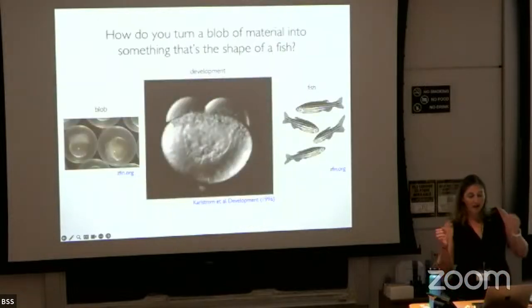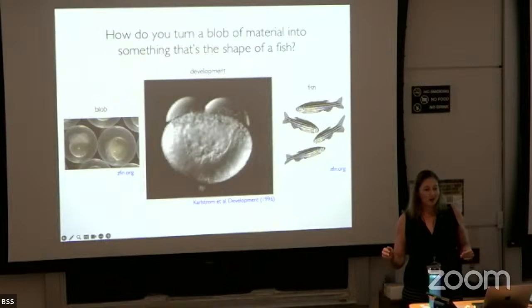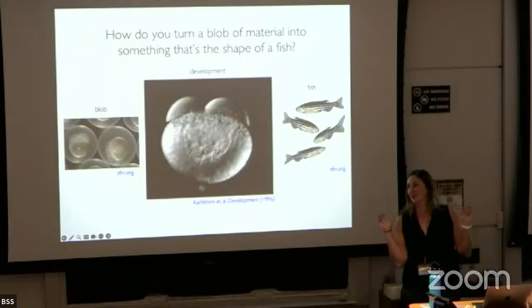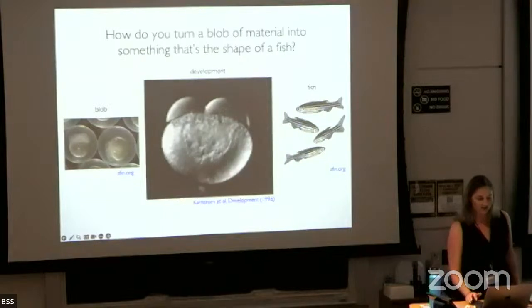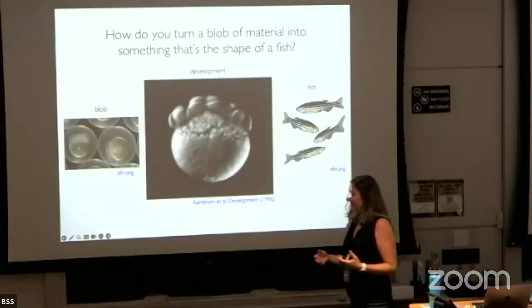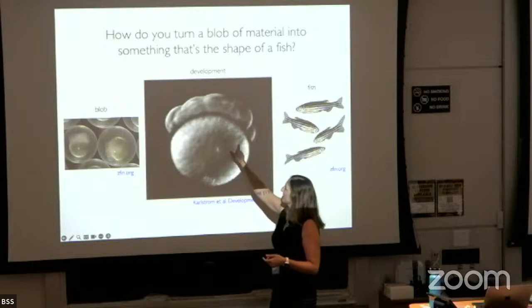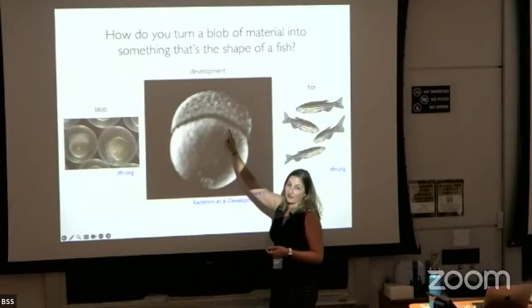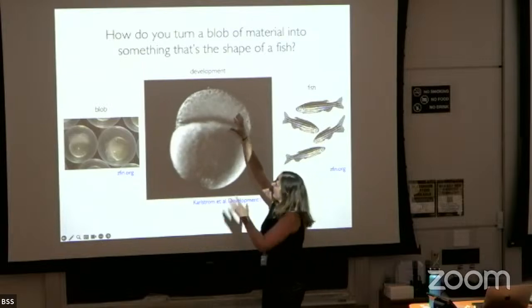Okay, and so the question that I want to start with is, how do you turn a blob of material into something that's the shape of a fish? So animals start out as spherical objects, roughly speaking, and you need to turn that spherical object through the process of development. So this is a zebrafish embryo. This is the yolk, and these are the cells that are going to become the zebrafish. And you see that they divide and divide and divide.